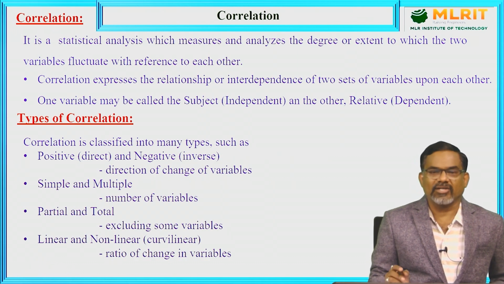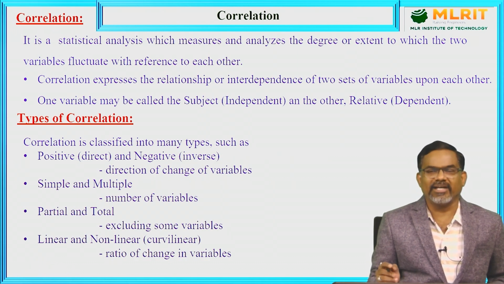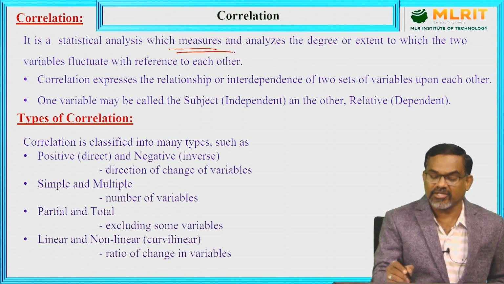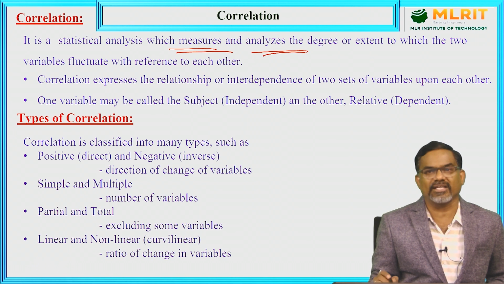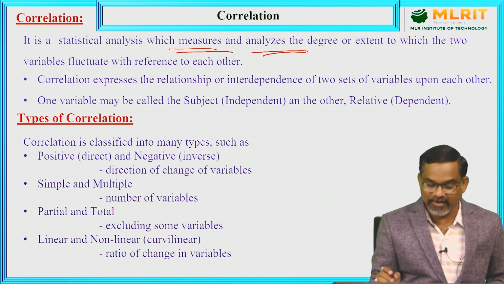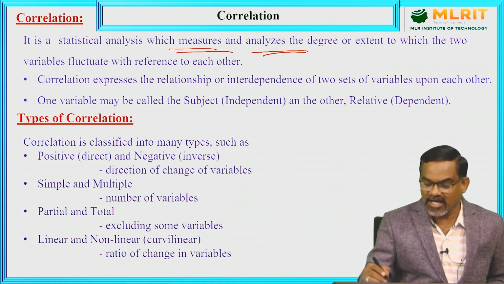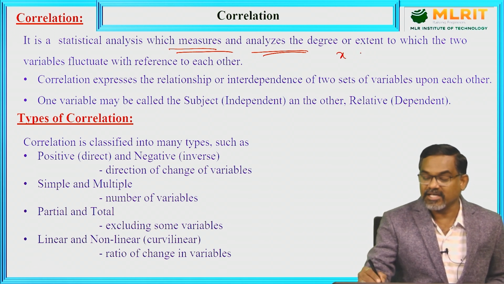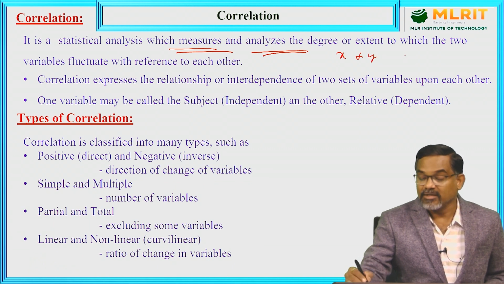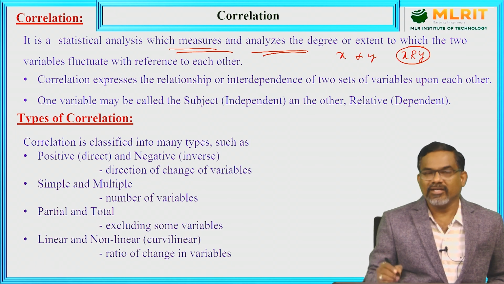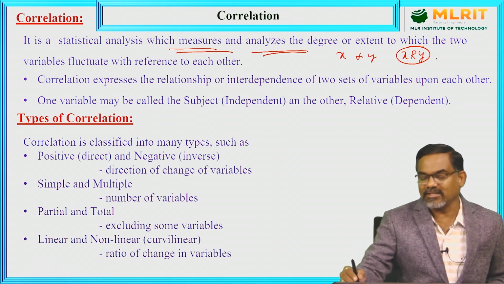And coming to the actual definition of correlation, simply it is a statistical analysis which measures and analyzes the degree or extent to which the two variables fluctuate with reference to each other. That means the correlation measures the magnitude of the relation. For example, there are two variables x and y. We know that both x and y are related. X is related to y. In correlation, we don't find what is the exact relation between the two variables.